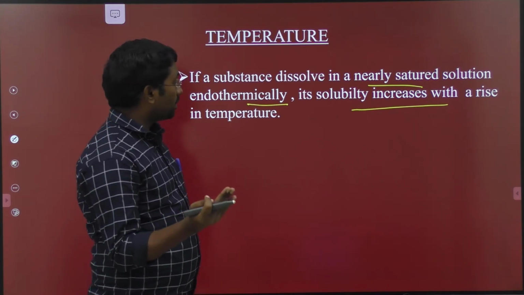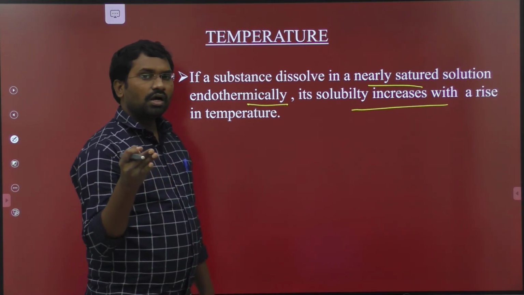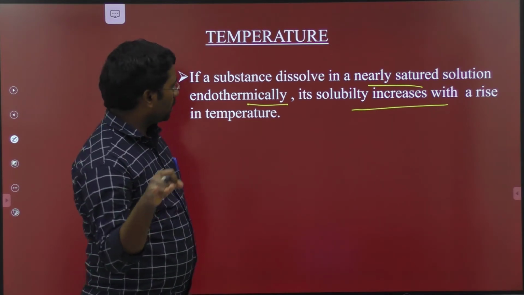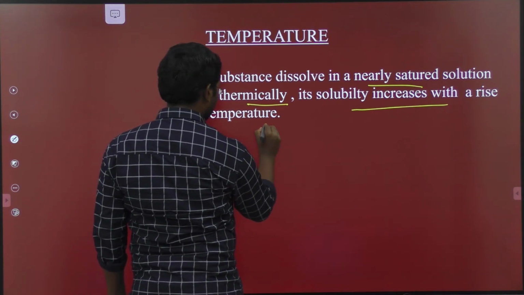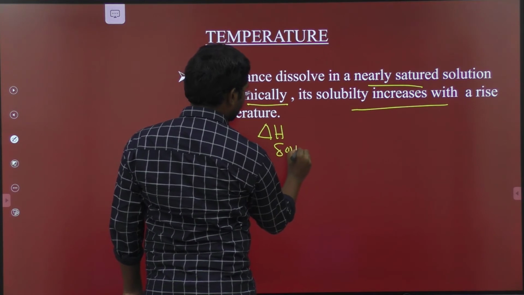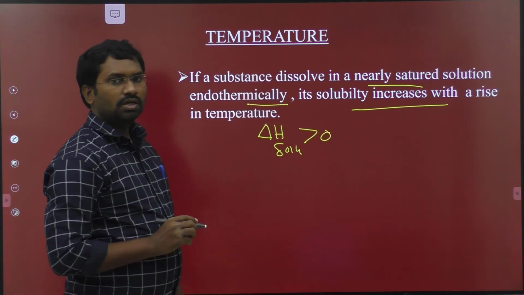How does the temperature influence it? If the dissolution process of a solid in a liquid is an endothermic reaction, endothermic means delta H of the solution is greater than 0. Delta H of solution greater than 0.